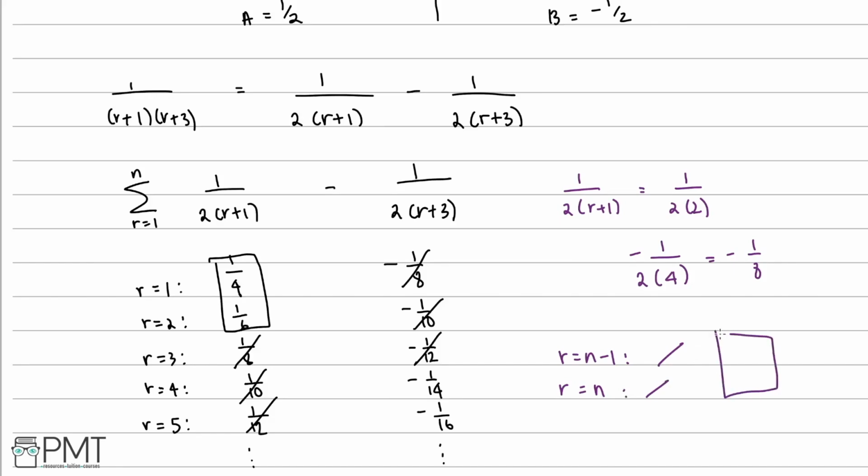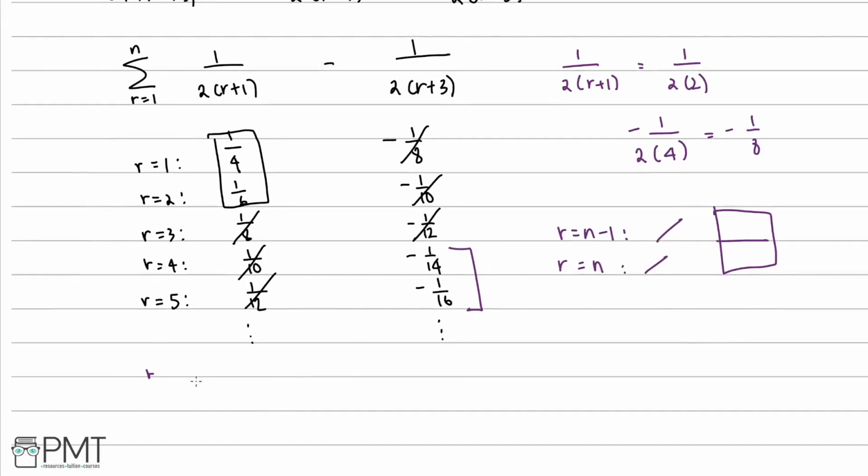But the last two terms on the right-hand side won't cancel, and this is because of the same reasoning applied over here. These terms aren't cancelled yet, because in order to be cancelled, there must be an r equal to 6 and an r equal to 7. Similarly, when r is equal to n minus 1, this term won't be cancelled, because in order for this term to be cancelled, there must be an r equal to n minus 1 plus 2, which is r equal to n plus 1. And similarly, when r is equal to n, this term won't get cancelled, because there must be an r equal to n plus 2.